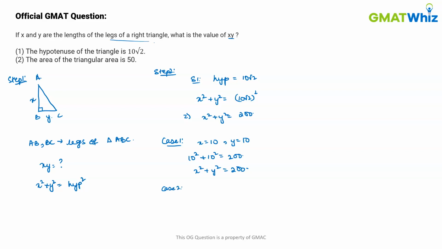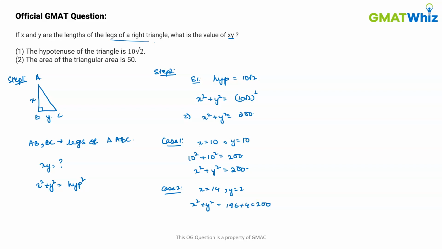So let's try to come up with another case where the sum of the squares of x and y is equal to 200. If I take the value of x as 14 and y as 2, or vice versa, you can also take x as 2 and y as 14, there's no issue. These two values combined, x squared plus y squared, would give you 196 plus 4, which is also going to give you 200.